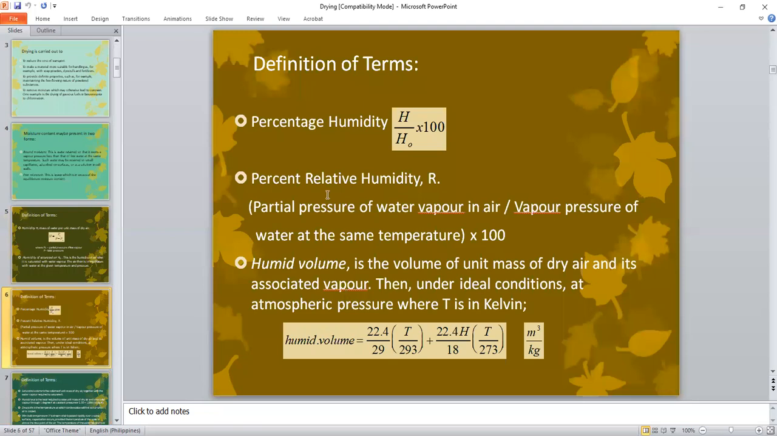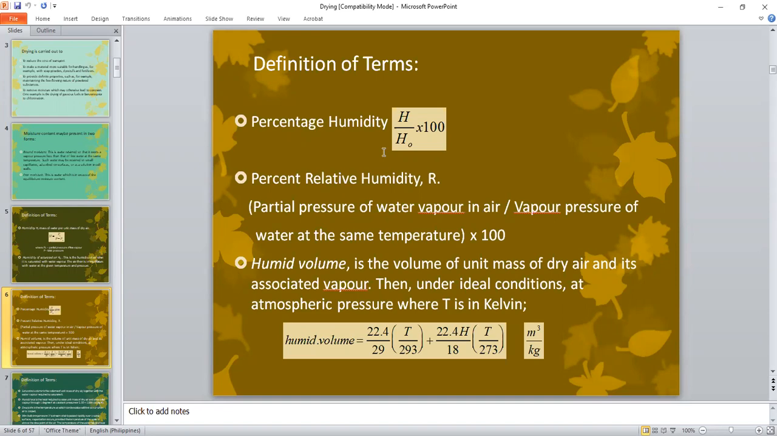Now, as to percentage humidity, that would be the actual humidity over the humidity at saturation, times 100. So the actual humidity is lesser than the humidity at saturation. So expect an answer here which is, of course, less than 100. So that's for your percent humidity.